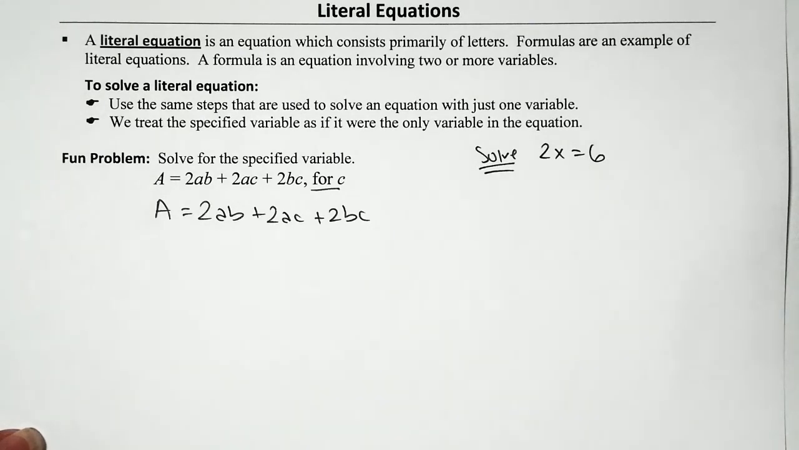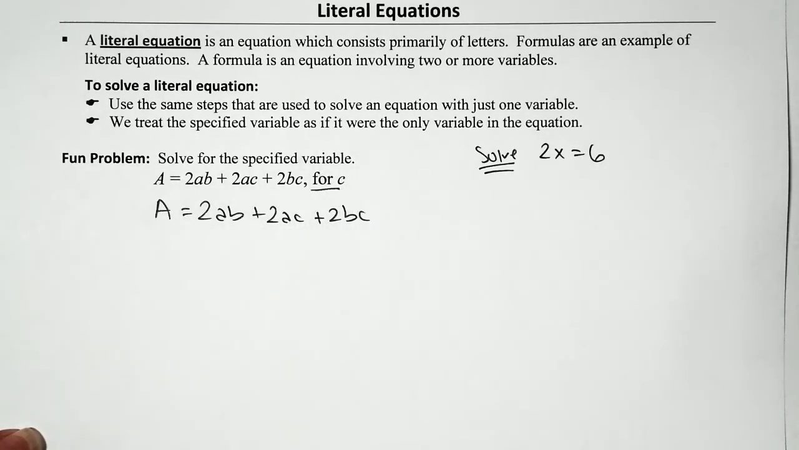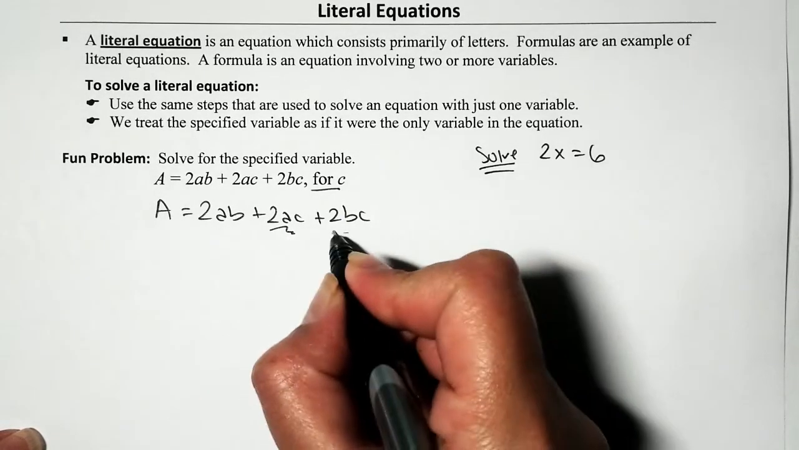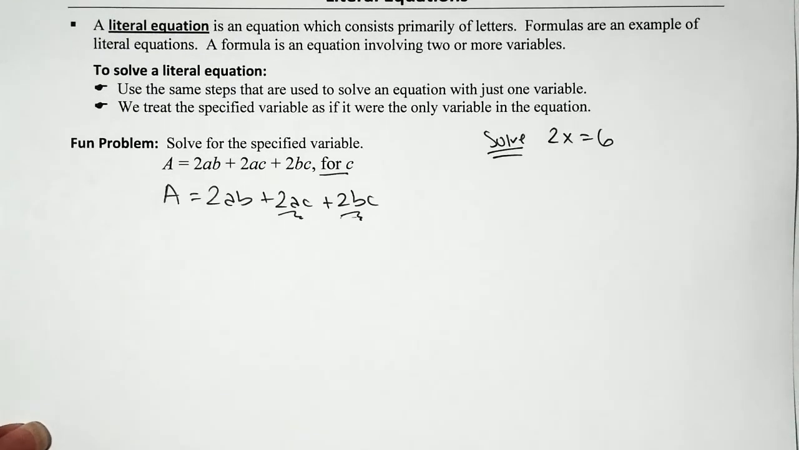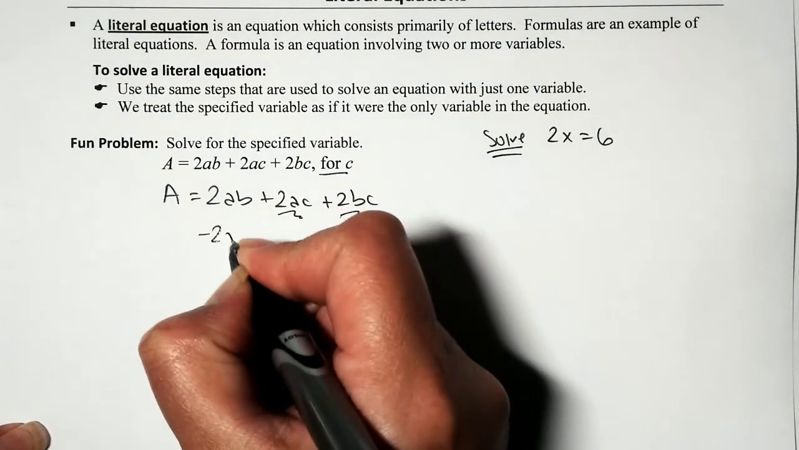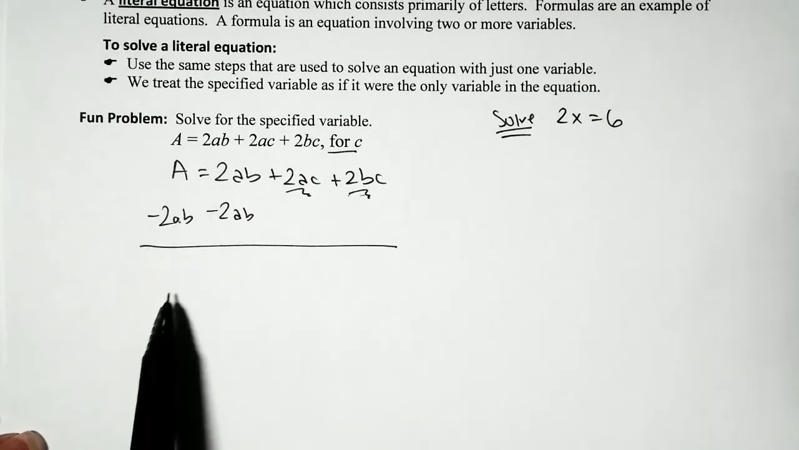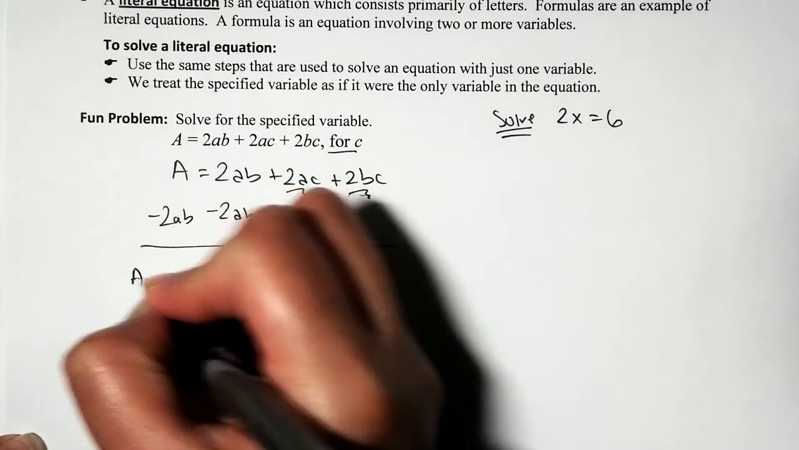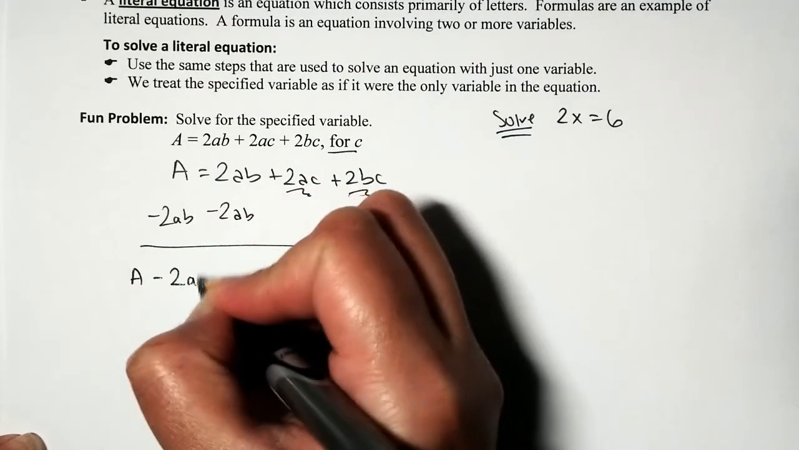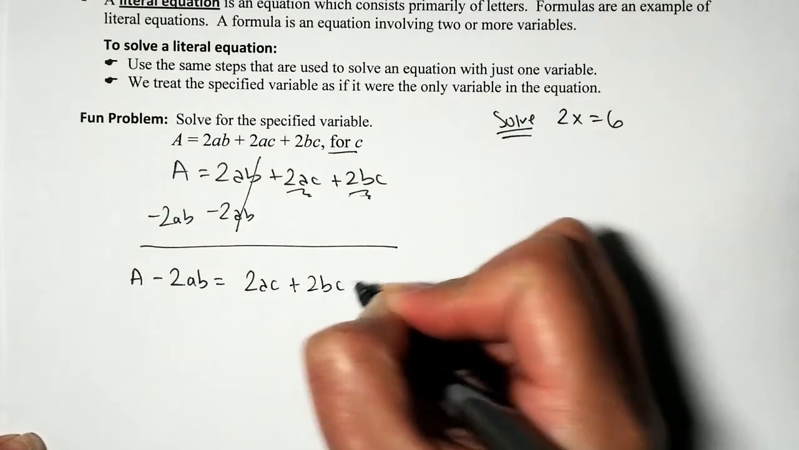Okay, so we are asked to solve for c. So we want to have c terms on one side, non-c terms on the other. So let me circle or highlight the terms that have a c. In this case we have more than one term. So again, we want c's on one side, non-c's on the other. Let's subtract 2ab from both sides. And when we do, the terms on the left are not like terms. One has an ab, the other one doesn't. So we can just write them side by side at best. So that will leave us with a minus 2ab equals 2ac plus 2bc.